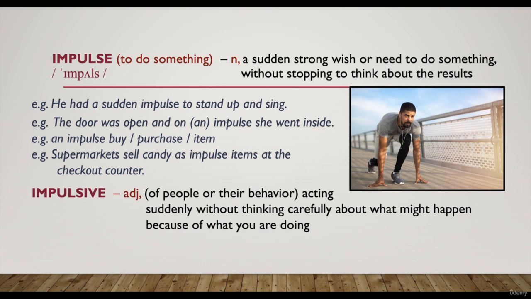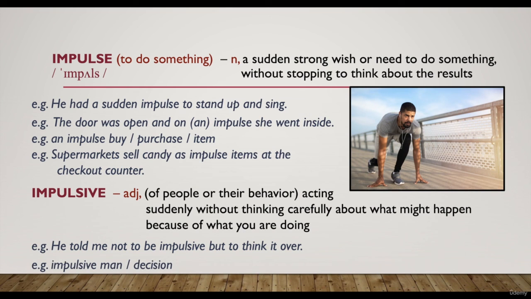Impulsive is the adjective form. And when we use the word impulsive to talk about people and their behavior, it means acting suddenly without thinking carefully about what might happen because of what you're doing. For example, he told me not to be impulsive, but to think it over. It means he told me not to act impulsively, not to act without thinking. So he told me to calm down and think about the decision that I'm going to make.